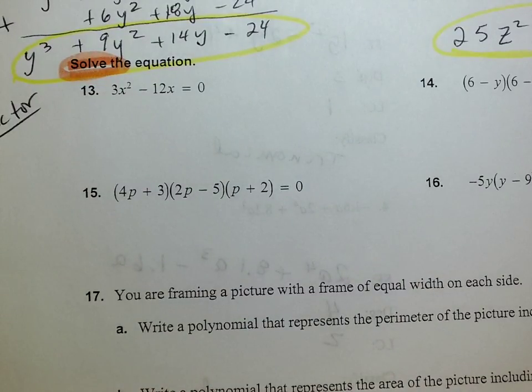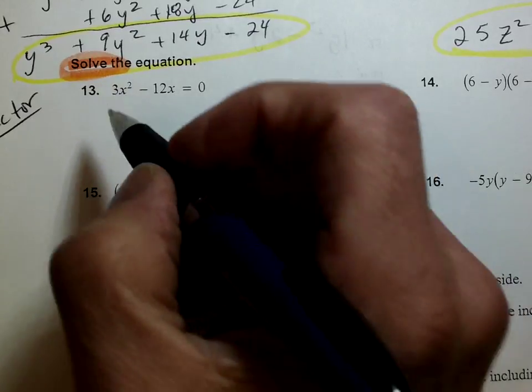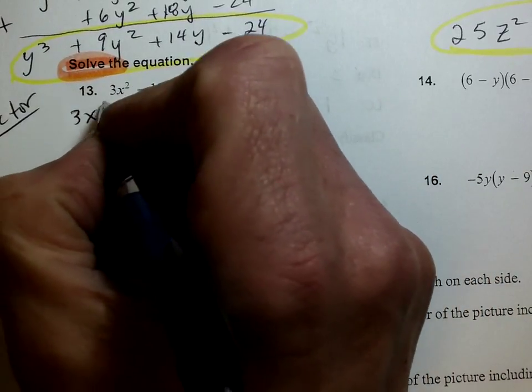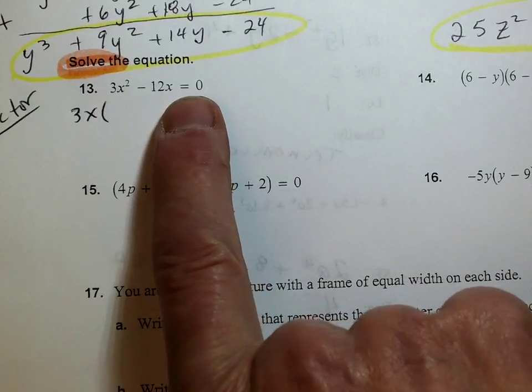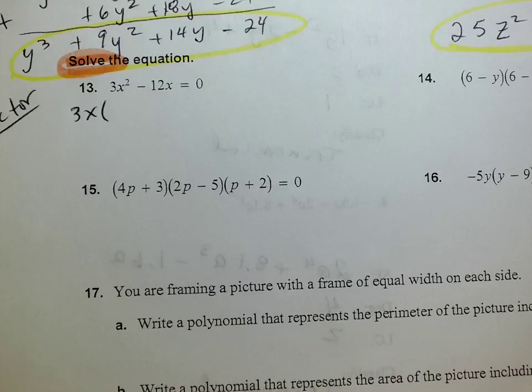What do they have in common? A 3x. Okay, Ben says they have a 3x in common. Would you guys agree with that? Both terms have a multiple of 3, and both terms have an x. So we common factor out the 3x.